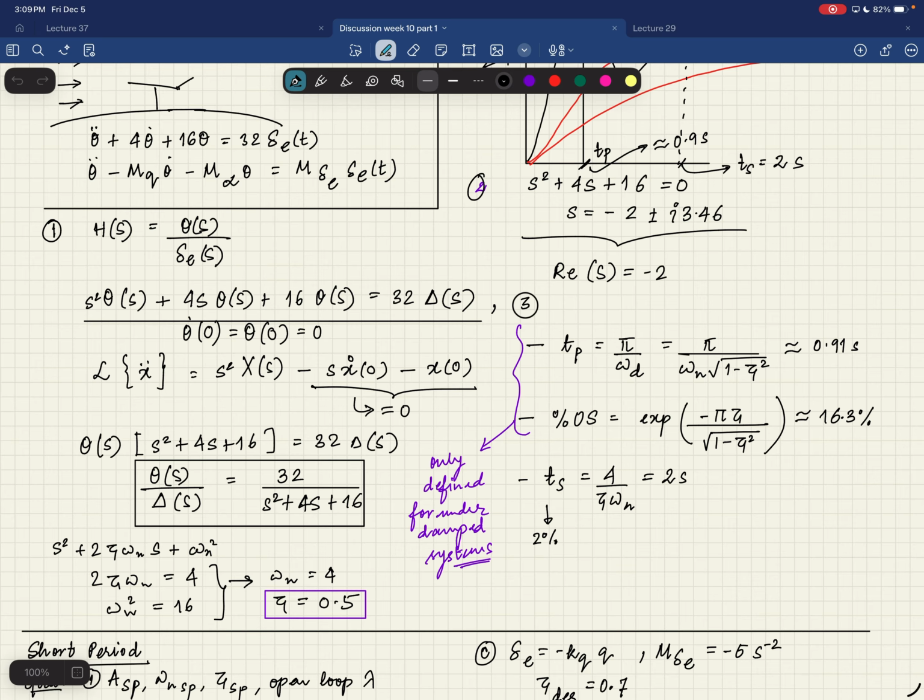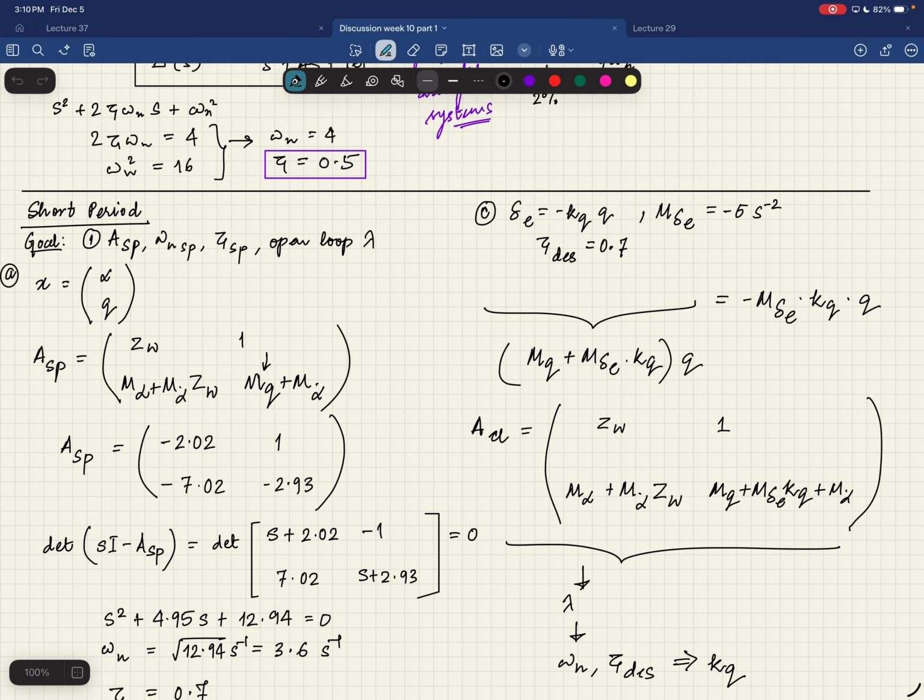And then if you have a second order ODE, you should have the formulas for peak time, percentage overshoot, and settling time. Remember that peak time and percentage overshoot are only defined for underdamped systems. They are not defined for critically damped and overdamped systems. Why? Because critically damped and overdamped systems do not overshoot.